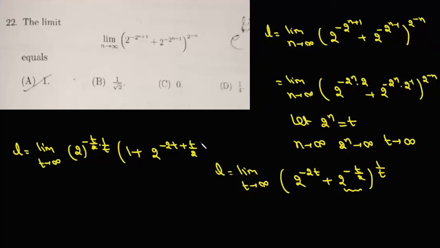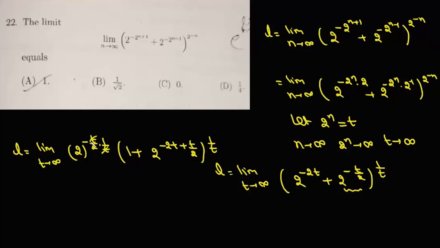Now, of these two numbers, this is bigger. So what we'll do is we'll take this out from the bracket. We can write this as limit t tends to infinite of 2 to the power minus t by 2, whole to the power 1 upon t, and here will be 1 plus 2 to the power minus 2t plus t by 2, whole to the power 1 by t.